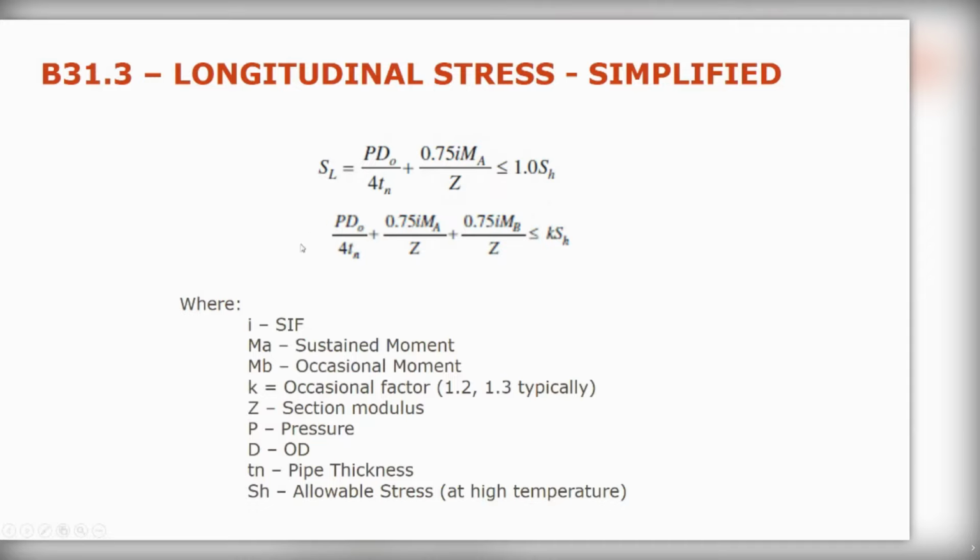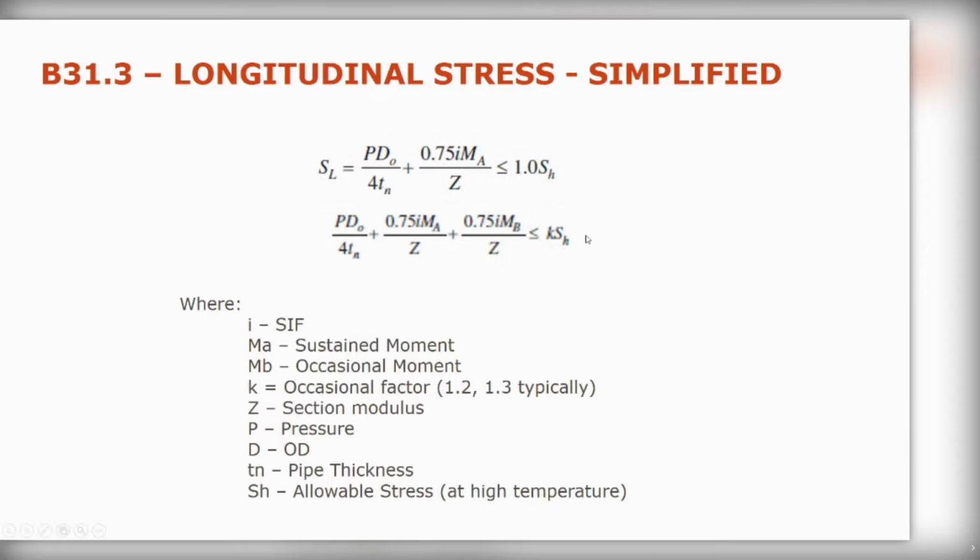And this one below is very similar, but there's one more term, MB. The MB is the moments due to occasional loads. So this is things like wind or waves or earthquake, something that happens occasionally and does not happen all the time. Similar formula, but there will be this factor K added in, which means that you can go a little bit higher on the stress. Again, because it's occasional, the codes allow you to push a little bit closer to the yield. That's basically what this is about.